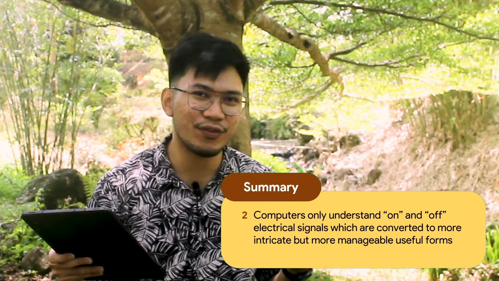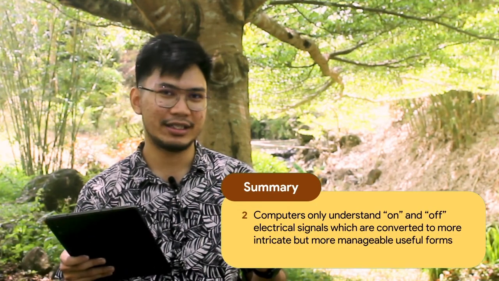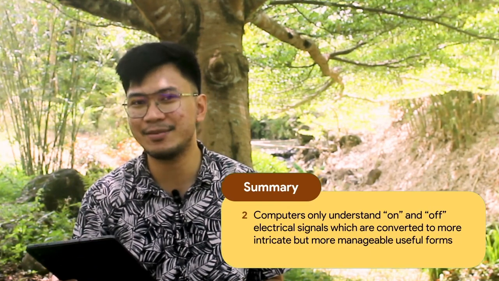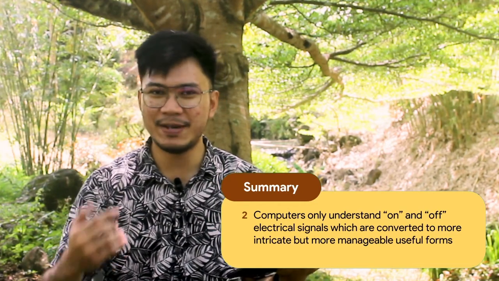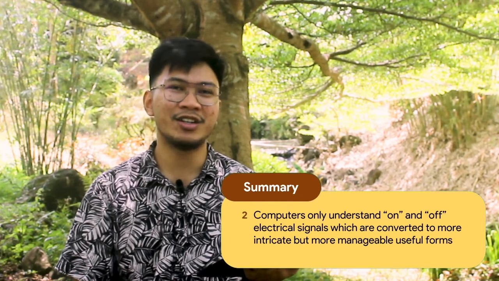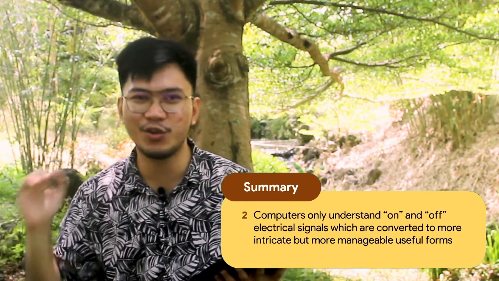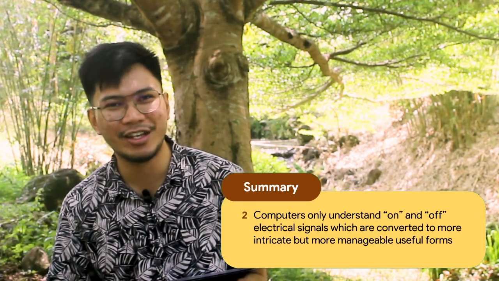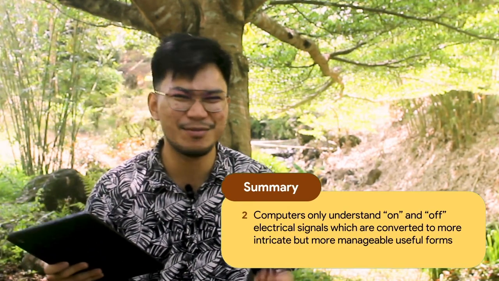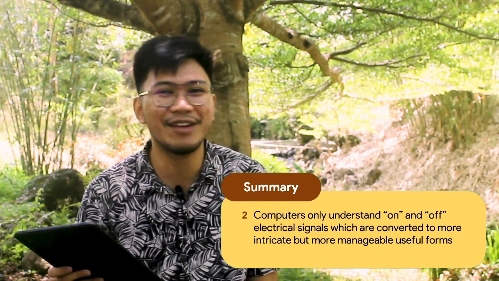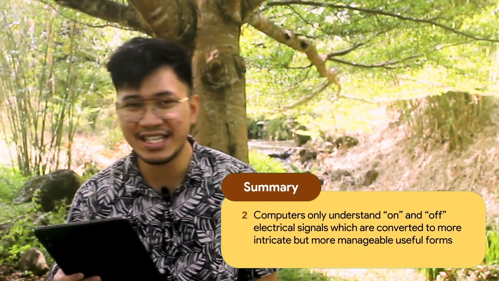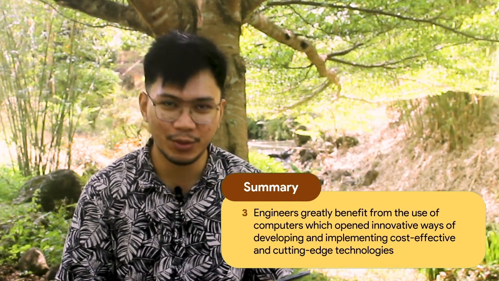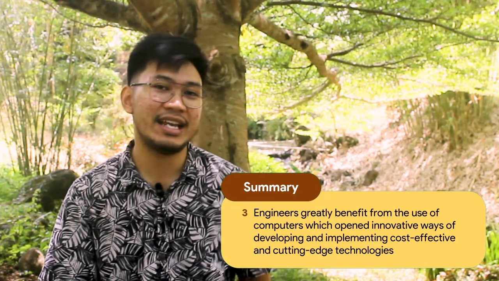Those on and off are electrical signals in your computer, and they represent the data you want to transmit to the computer. We can appreciate, especially with our modern technology, how far computers have developed. It is hard for us to imagine how computers were first made. We have to thank the engineers and appreciate their efforts in making our lives easier. Also, those engineers benefit from computers. It opened innovative ways to develop and implement cost-effective and cutting-edge technologies.